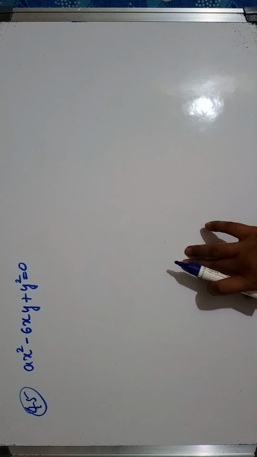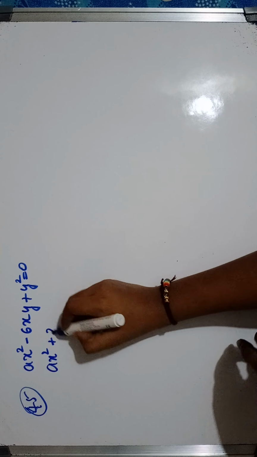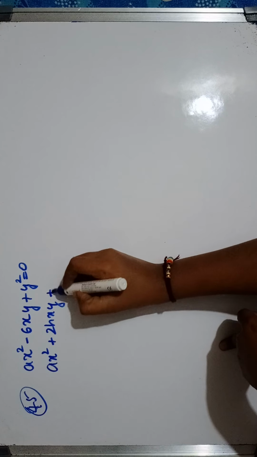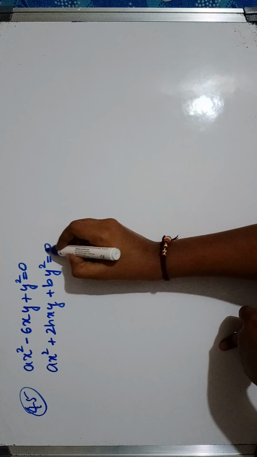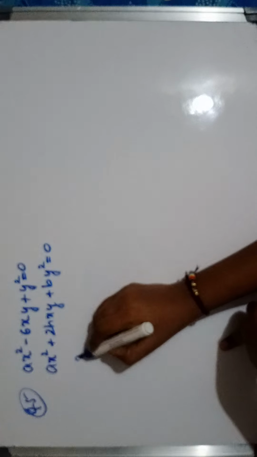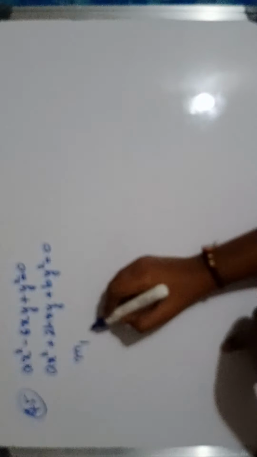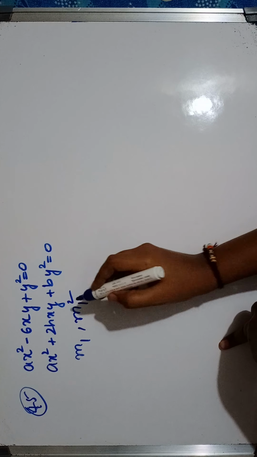This is the given equation of lines: ax square minus 6xy plus y square equal to 0. If you observe, this is in the form of ax square plus 2hxy plus by square equal to 0, right? So let me consider the slope of the first line, or one of the lines, as m1. Then the slope of the other line will be m1 square.